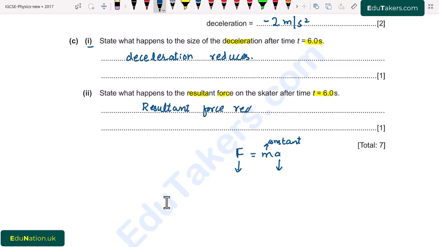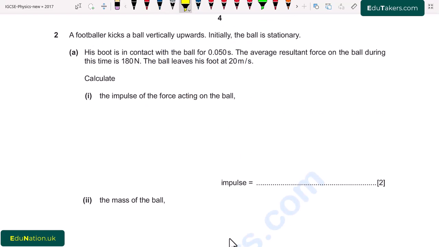Question number 2. A footballer kicks a ball vertically upwards. Initially, the ball is stationary. Ball is stationary means that its initial velocity is equal to 0. That is Vi is equal to 0. Part A. His foot is in contact with the ball for 0.050 seconds. The average resultant force on the ball during this time is 180 Newton. The ball leaves his foot at 20 meter per second. Calculate part 1. The impulse of the force acting on the ball.